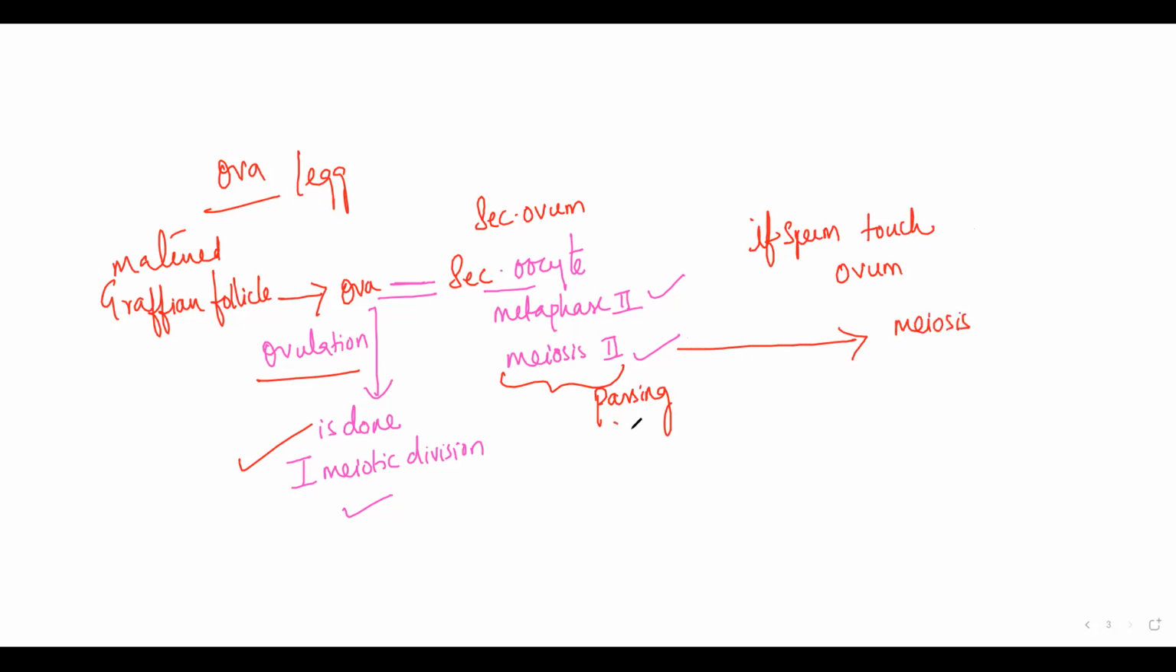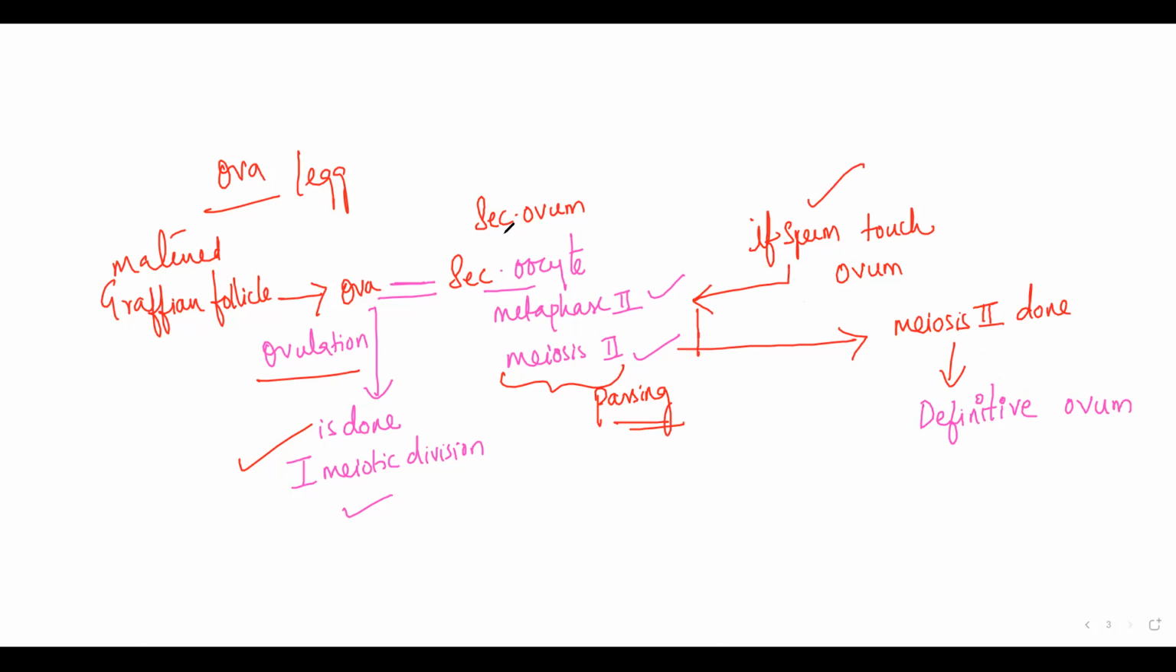So this is just passing through. But if the sperm touches it, what happens? It is going to result in the meiosis 2 division being completed. Then what will your ovum be called? It is going to be called the definitive ovum. We call this the definitive ovum. Did you understand this procedure? This is important for us now.